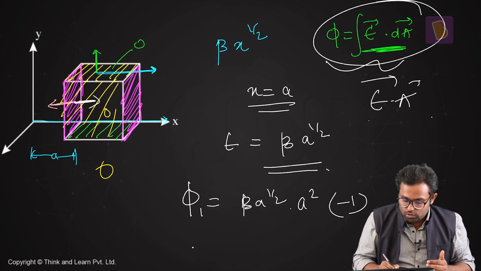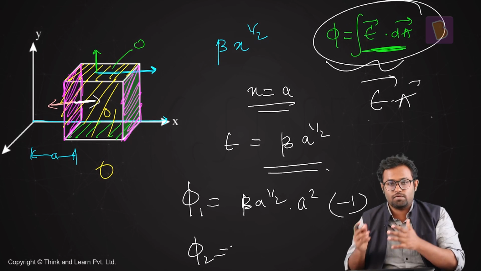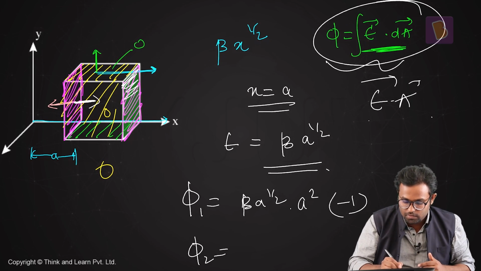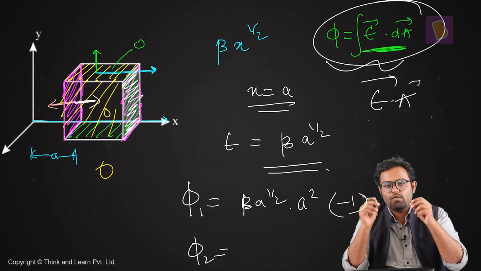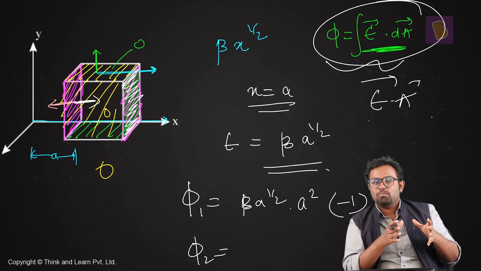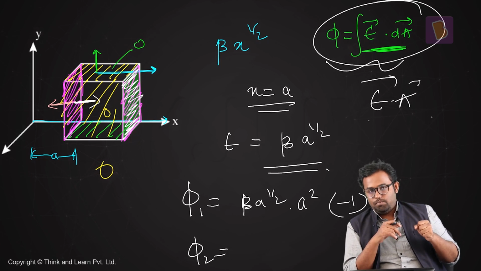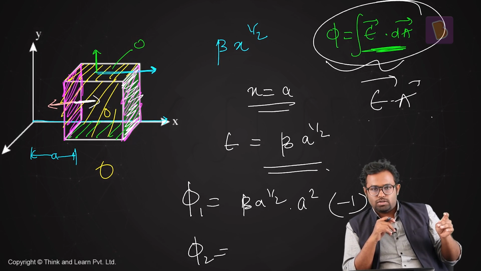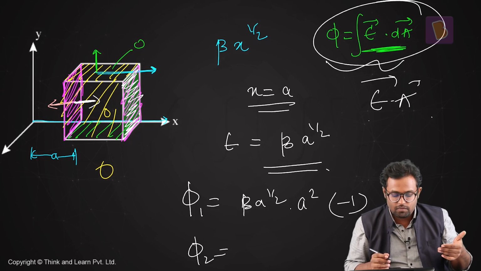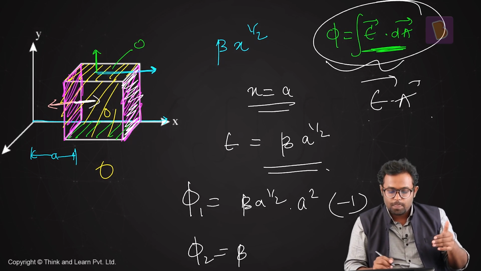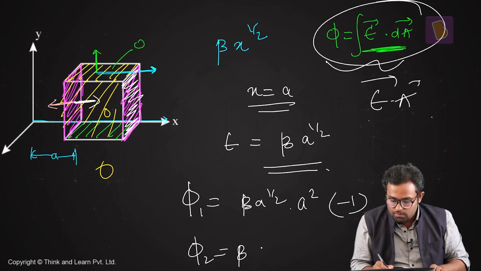Now what is the flux because of the other surface? Here is your other surface. What is the flux there? Now there also, the value of x is constant. So when the value of x is constant, the electric field is going to be constant, because the electric field only varies with x. And what is the value of the electric field there? Beta times the value of x there, which is 2a. So beta times 2a to the power of 1 by 2.